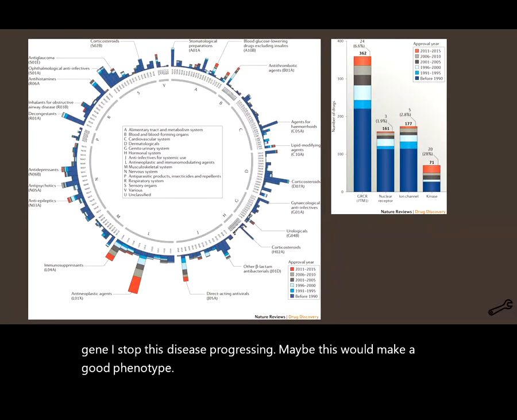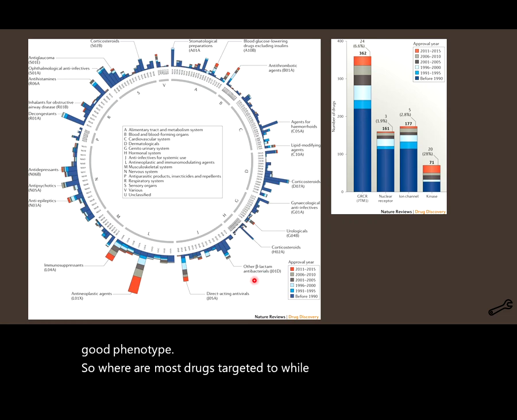So where are most drugs targeted to? Well, this diagram is one of those which looks quite horrendous at first, but actually very neatly presents an awful lot of very useful information. So what you've got here is you see these letters? These represent the target system.